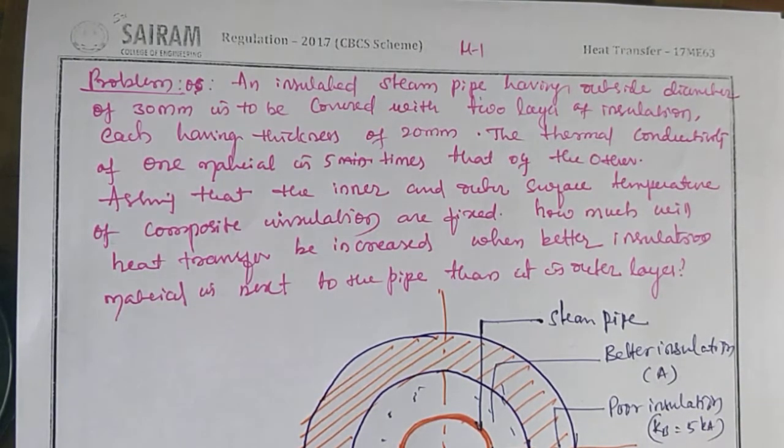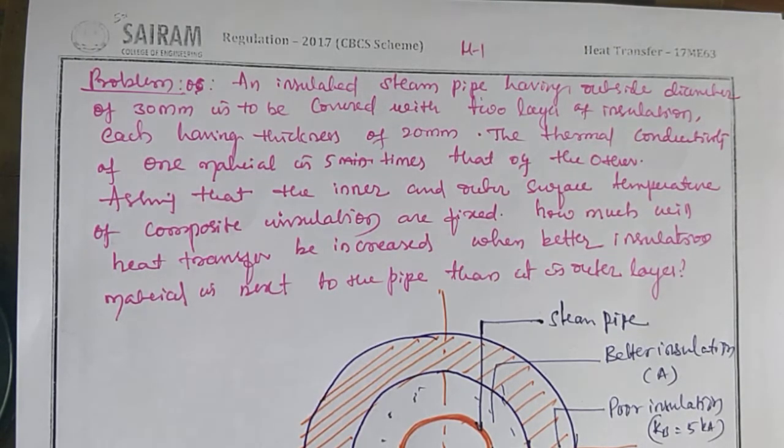An insulated steam pipe having an outside diameter of 30 mm is to be covered with two layers of insulation, each having a thickness of 20 mm. The thermal conductivity of one material is 5 times that of the other. Assuming that the inner and outer surface temperatures of the composite insulation are fixed, how much will the heat transfer be increased when the better insulation material is next to the pipe than when it is the outer layer? So this is the problem.